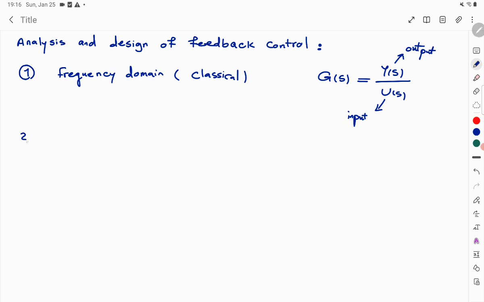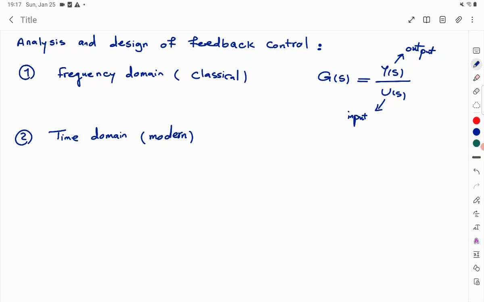The second approach is in the time domain. And this is the modern approach. Actually, the time domain, or we can call it state space approach, is the mathematical domain that incorporates the description of the system, including input, output, response, all in terms of time. So the variable here is not s anymore. The variable is time. So that's why we call it time domain.